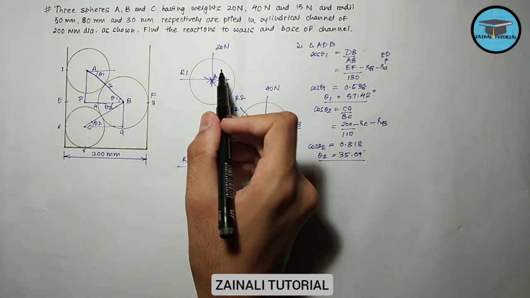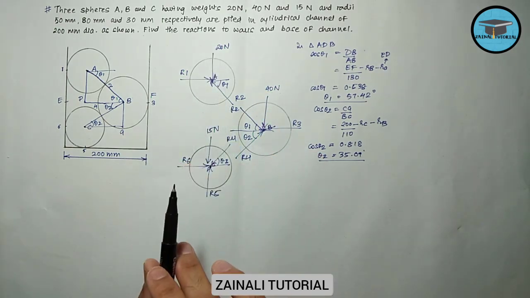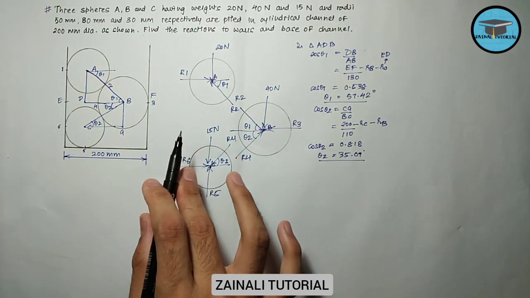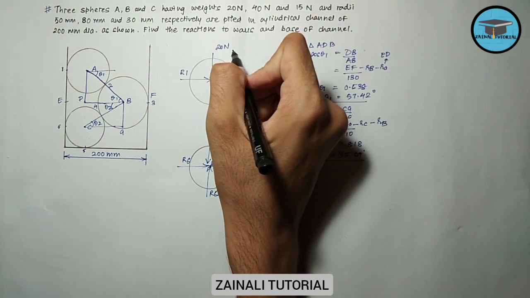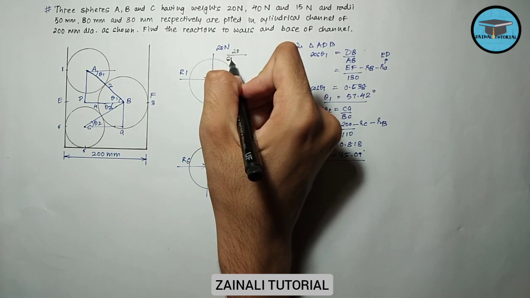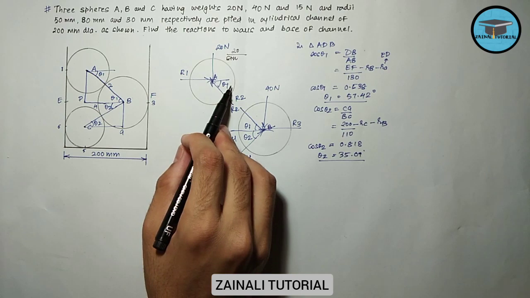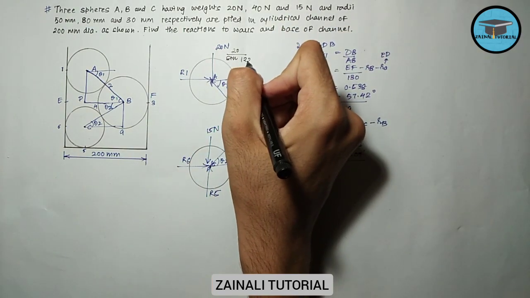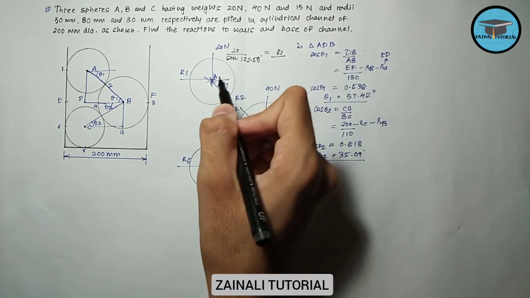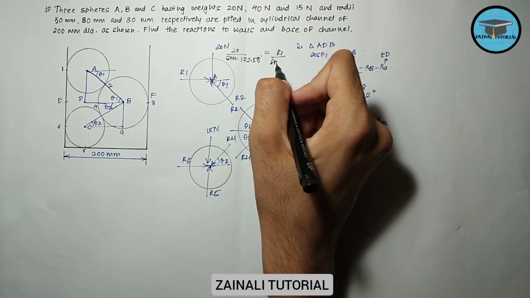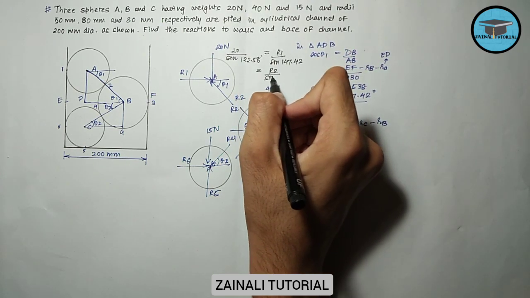So considering the equilibrium of the sphere A, there are three forces, that is R1, 20 Newton and R2. They are concurrent, so we can easily apply Lami's principle. Applying Lami's principle for this sphere A, we get 20 divided by sine of angle between these two forces, that is 90 plus 90 minus theta 1, it is 122.58 degree, which equals R1 divided by sine of angle between these two forces, that is 147.42 degree, which equals R2 divided by sine of 90.